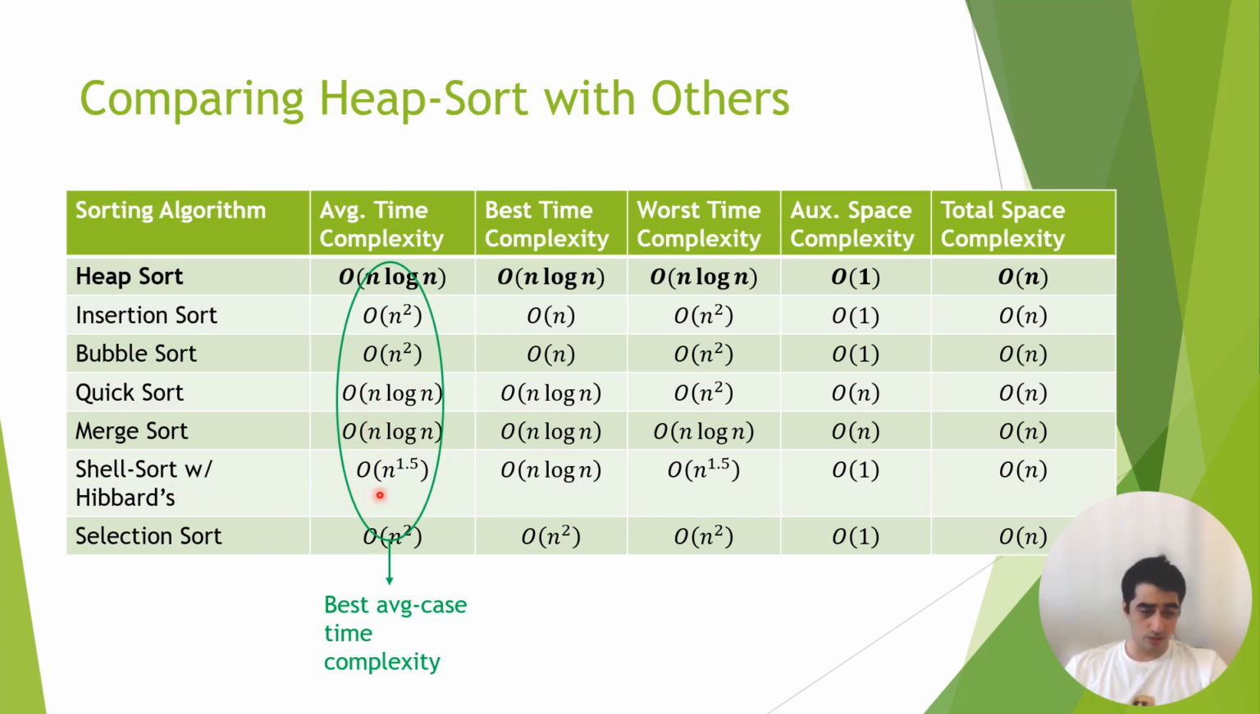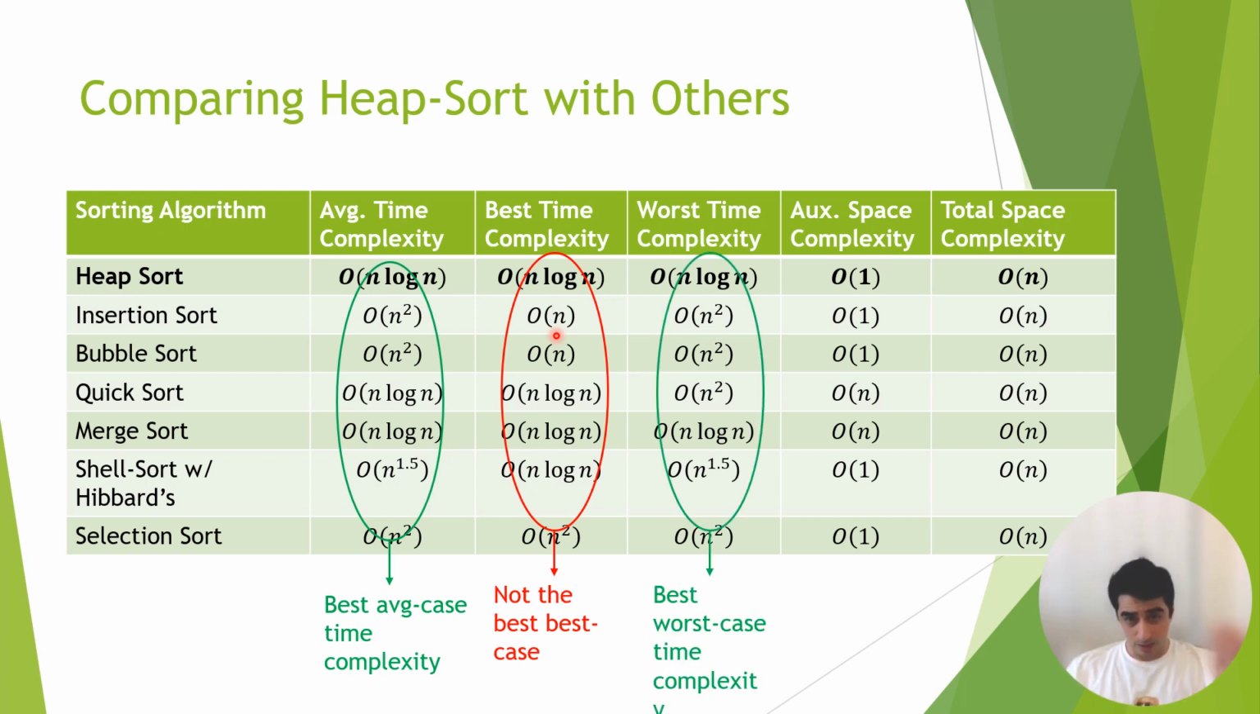Shell sort with Heap increment sequence would be n to the power of 1.5. And selection sort is worse. It's n squared. If you compare the best time complexity, then heap sort is not the best. Bubble sort and insertion sort are shockingly better, because if you have an already sorted list, the insertion sort or bubble sort doesn't need to do anything. But for the heap sort, it's going to still take you n log n.